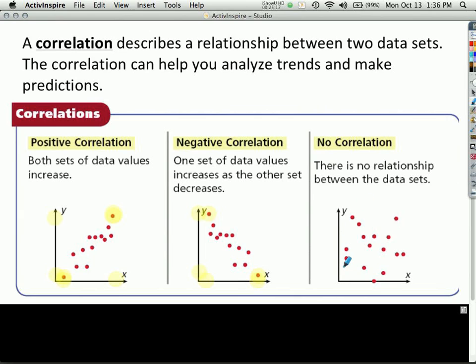There's no relationship here because the data says there's no relationship. So now here's my third scenario. I think that the color of your shirt will determine the score you earn on your quarterly exam.